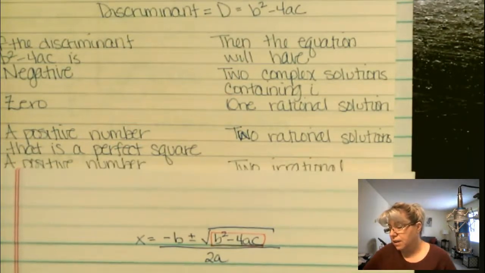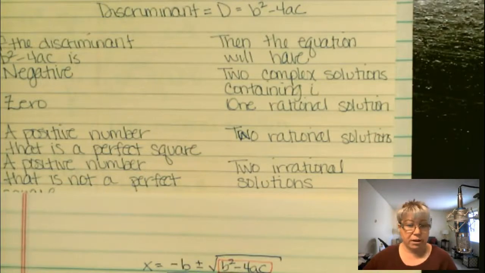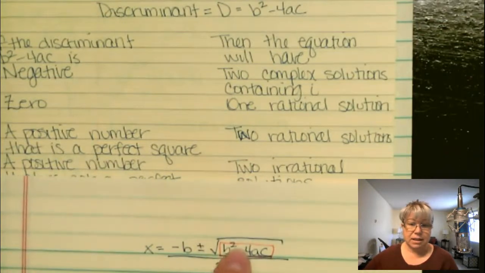And then if the number is positive but is not a perfect square, then we'll have two irrational solutions. Why? Because this part is going to be irrational. So we will have negative b plus the irrational part, negative b minus the irrational part, and both of those are over 2a.